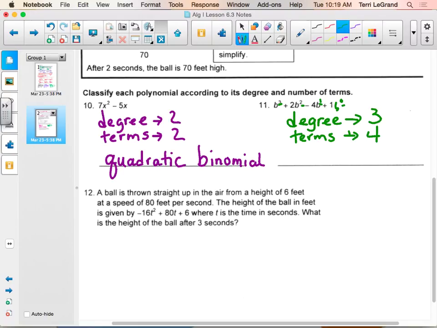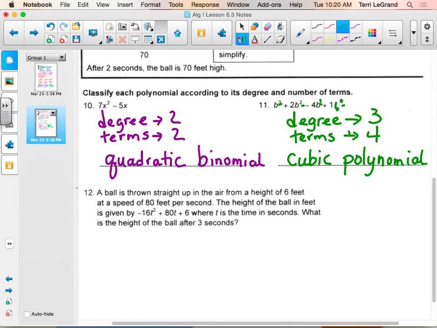Okay. Degree 3? Cubic. Four terms, polynomial. There's not a special type of name, so we use the polynomial name. Cubic polynomial. So, questions on that one at all?